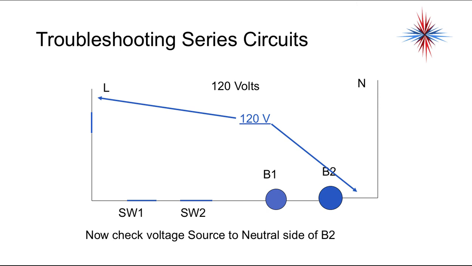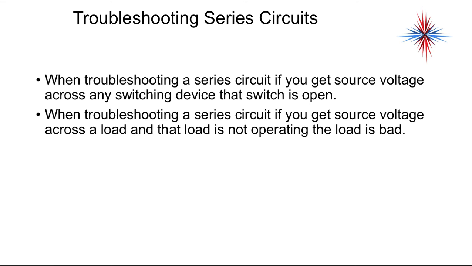If there is source voltage across B1, in other words, at this point, if this would be the same as source, I would have an open someplace in this side of the circuit because it acts like a switch. And I'm going to talk more about that in my meter video. Do a final check just to make sure you still have source. Circuit's good if you come up with all those readings.